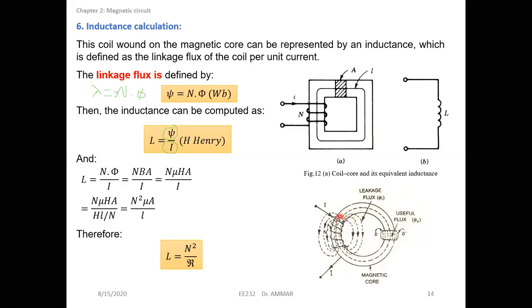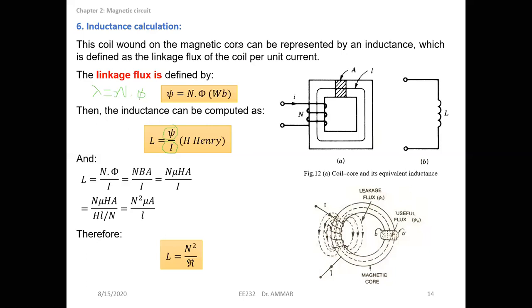The leakage flux is the flux that will be spread out and lost, because leakage means it is lost. So it's the flux that will be spread out in the air. You can see here, this one is the leakage flux that is spread out in the air, and the linkage flux is the flux that will be transferred over the core.